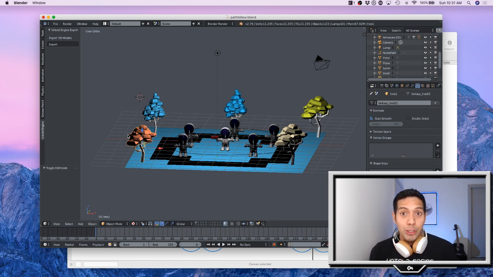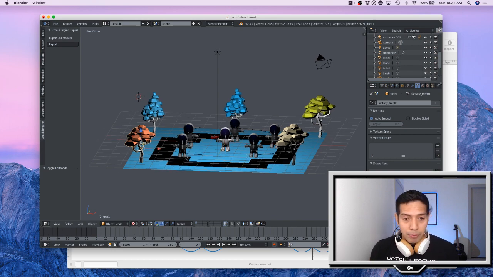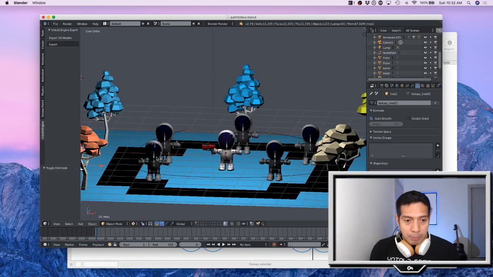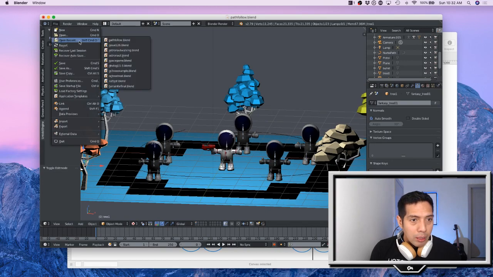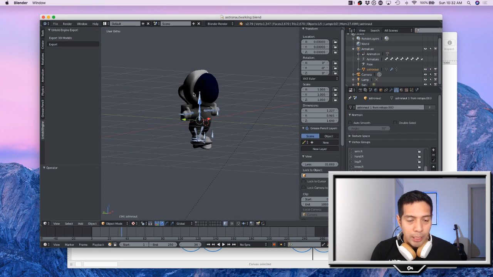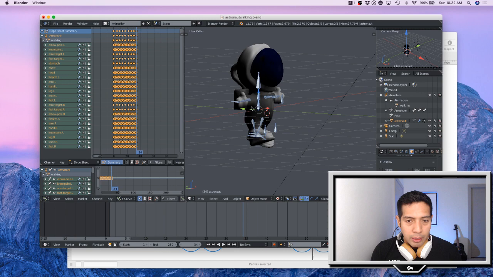When it comes to animations and you want to develop your animation system in your engine, it's going to help you a lot in understanding how the bone of the armature exerts a force around the vertices of your character. For example, here's my astronaut walking, and let me go to the animation here.